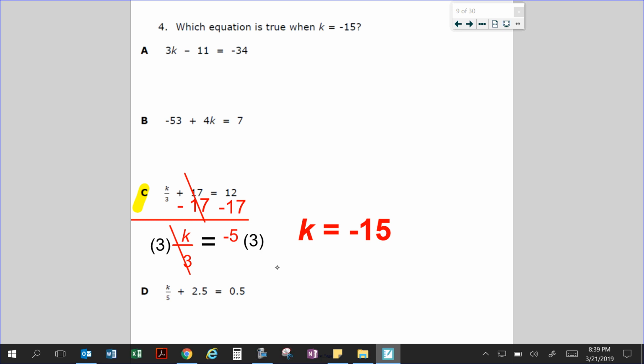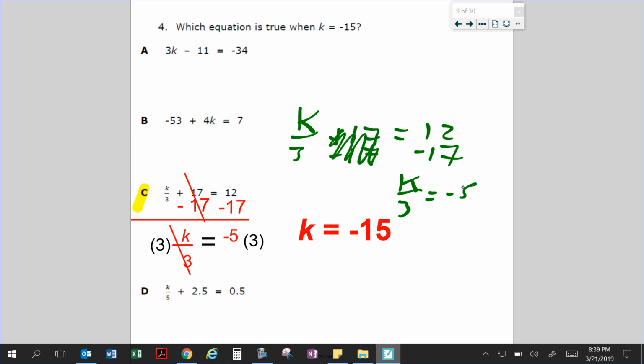Which statement is true when k equals negative 5? So if you solve each question, which one will give k equal to negative 5? Let's look at letter C. I'm going to write it a little larger so I can see it. What's the first thing? I need to subtract 17 from both sides. Cancel. So k divided by 3 equals negative 5. What's the inverse of divide by 3? Times 3. Times 3, cancel. k equals negative 15. Oh, the answer is letter C.